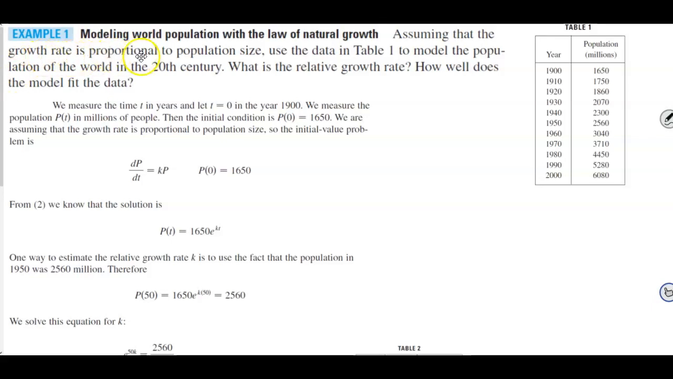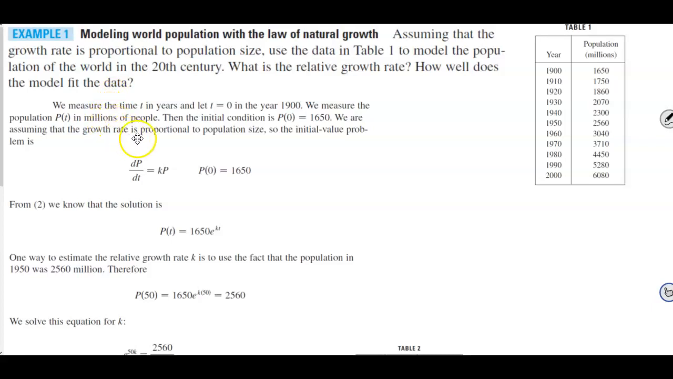In example 1, we're modeling world population with the law of natural growth. Assuming that the growth rate is proportional to population size, we're using the data in Table 1 to model the population of the world in the 20th century. What is the relative growth rate? And how well does the model fit the data?